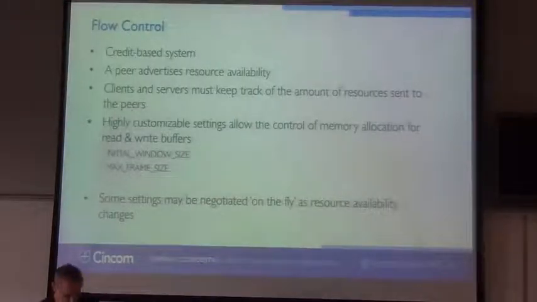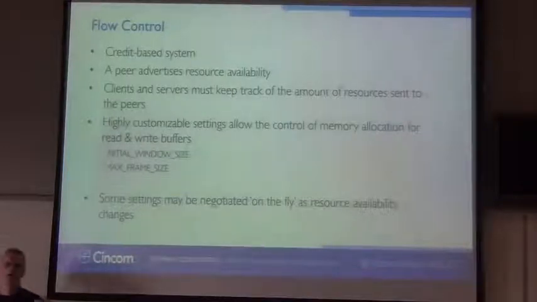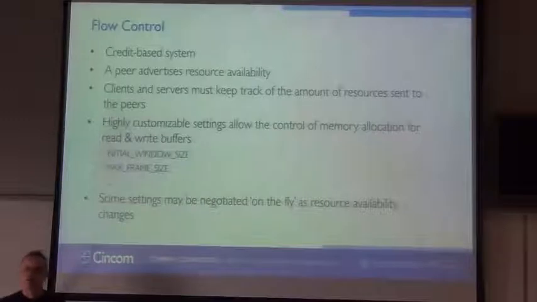Another aspect of HTTP2 is flow control, which is a credit-based system. The two parties, the peers, negotiate how much resources each side can have, and they advertise it to the other side. And it's up to the other side to respect that. So if I say that I only have a 4K buffer for my frames, the other side must keep that in mind and kind of schedule the sending of the data.